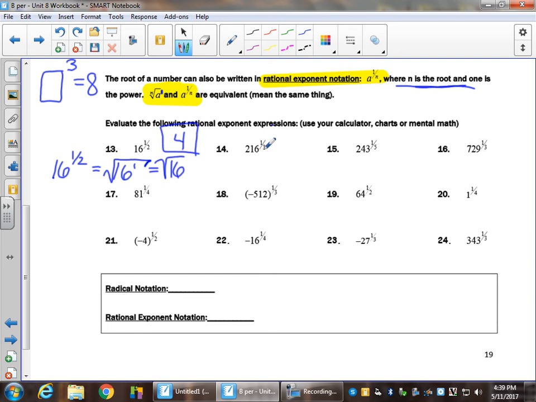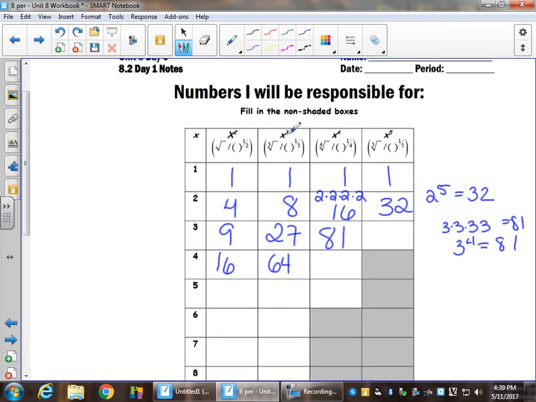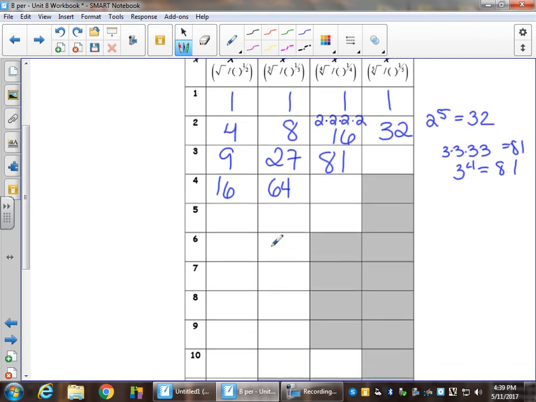This is the third root of 216. The third root of 216. Please go use your chart to find me the third root of 216. So I go to my chart, and your chart should be filled out because I need to find 216 in this column.